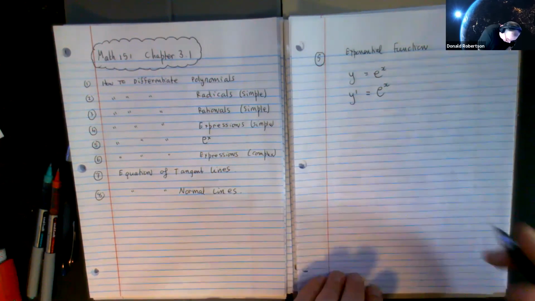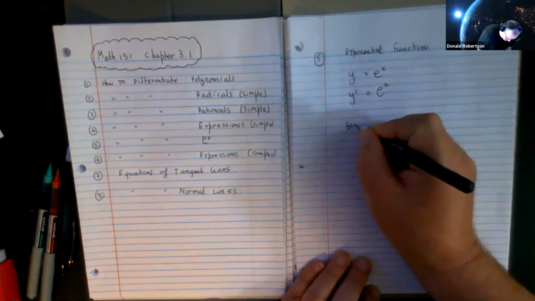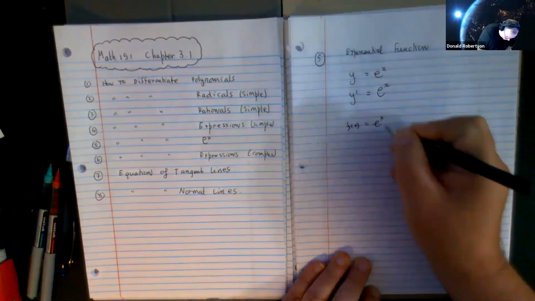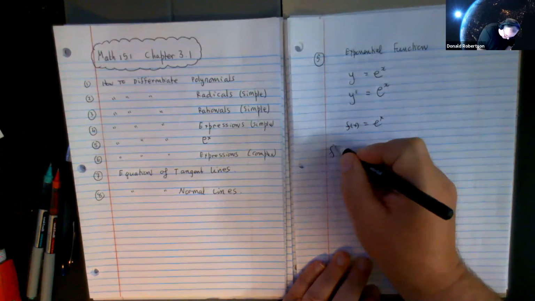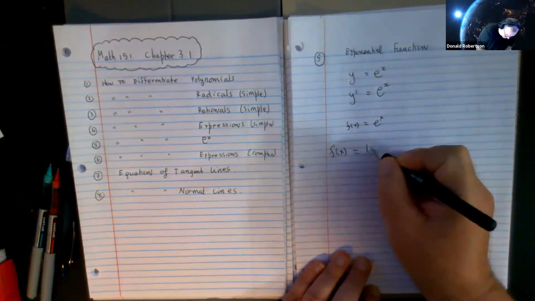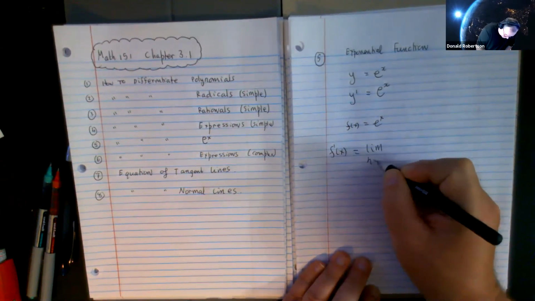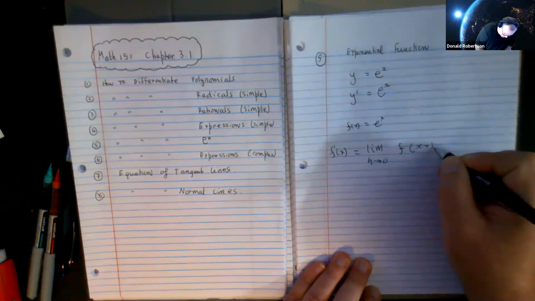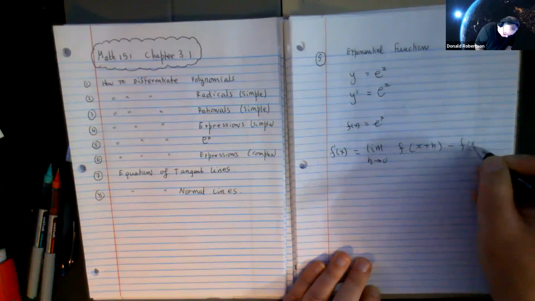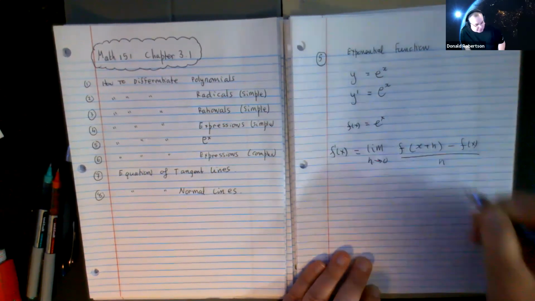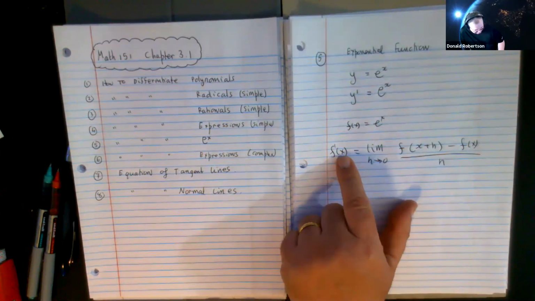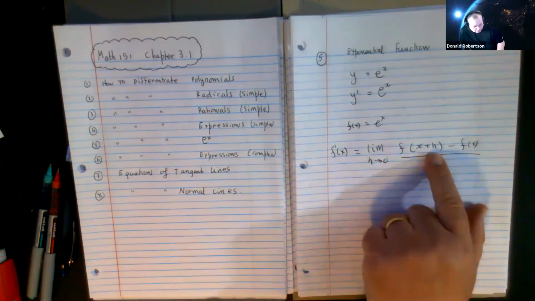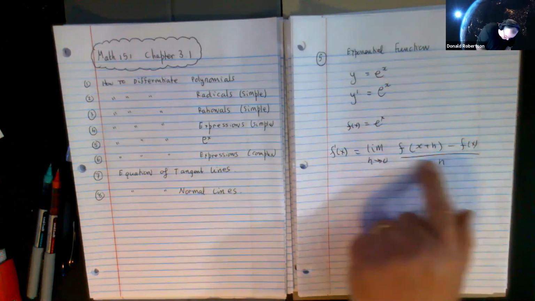Okay? So I'm going to call it f of x equal to e to the x. And I'm going to find the derivative using the limit as h tends to 0 of f of x plus h, take away f of x, over h. You know that's the same as f dashed a, right? I've just replaced the x's with a's, right? That's all I've done there.